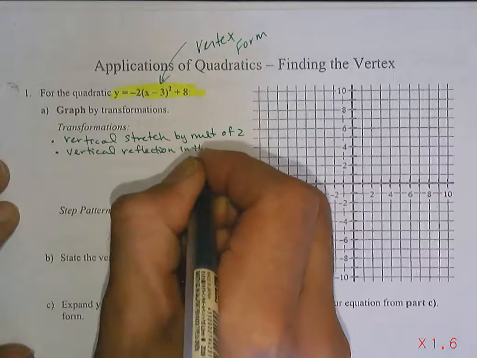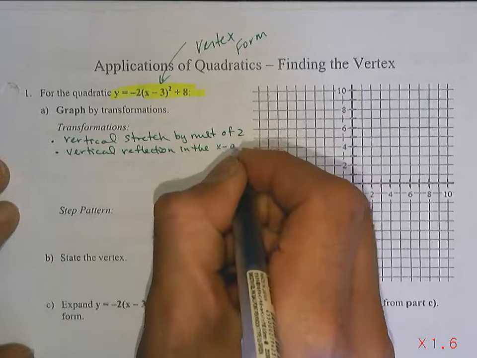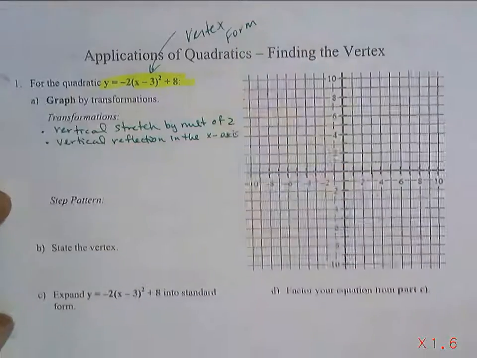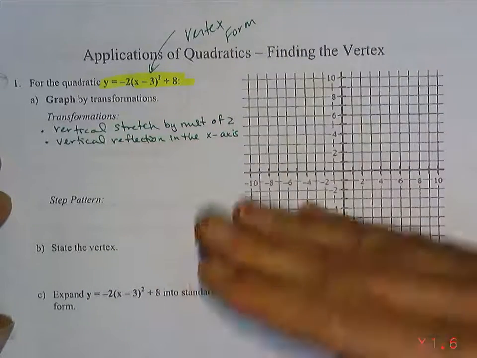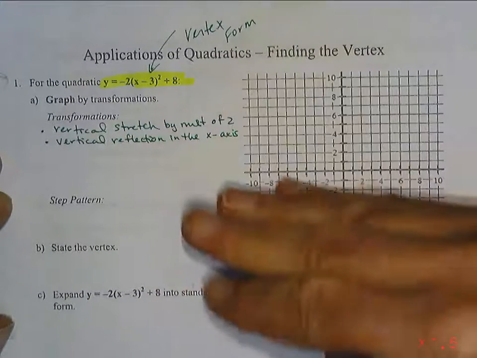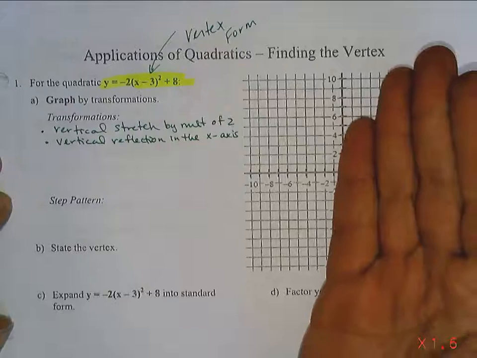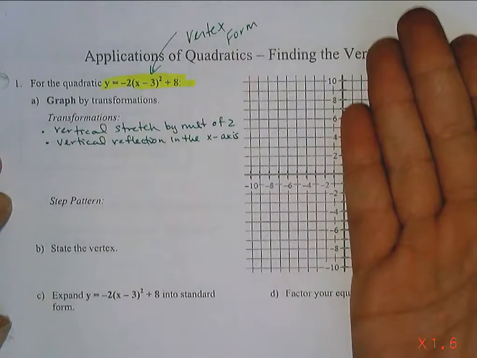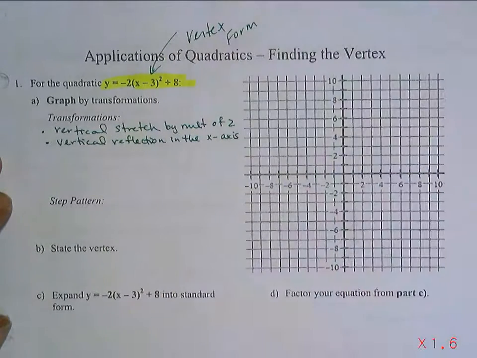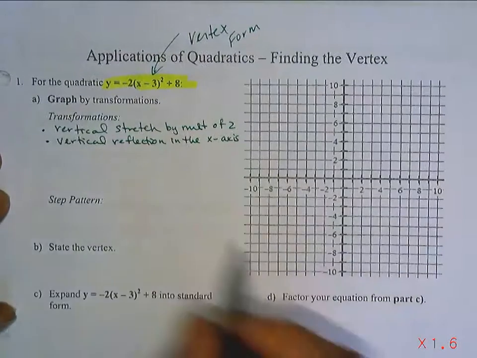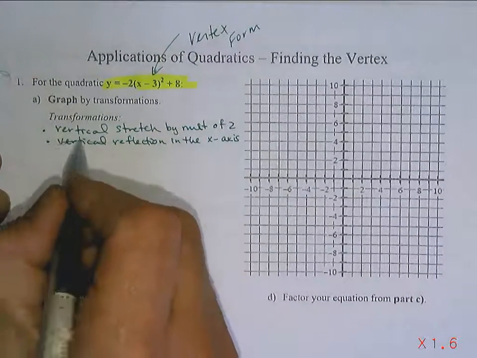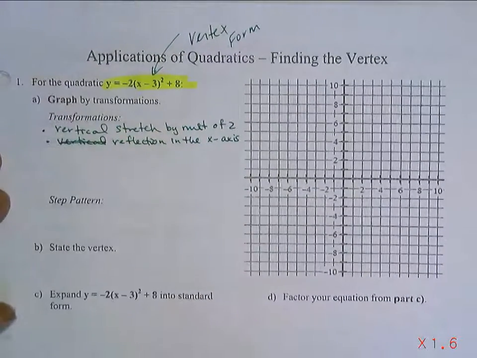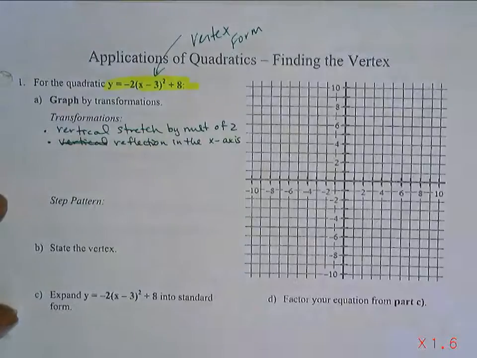in the x-axis. Now, I've never called it that before, but it's a vertical reflection because it goes like this. It's reflecting vertically as opposed to reflecting this way. Okay? But it's a vertical reflection. But in this course, we can just call it a reflection in the x-axis. Good enough. Then, what else is going on?